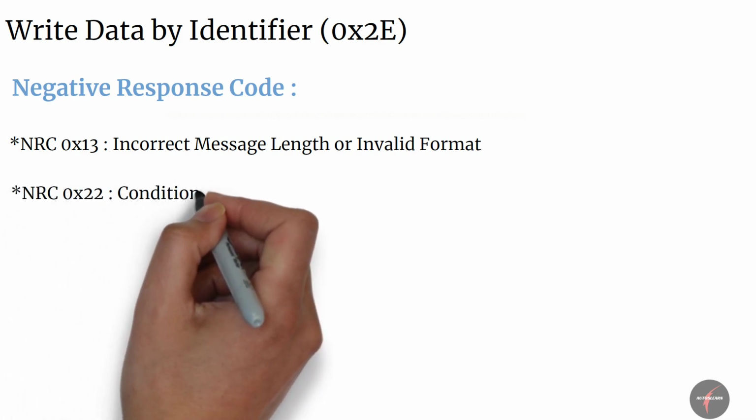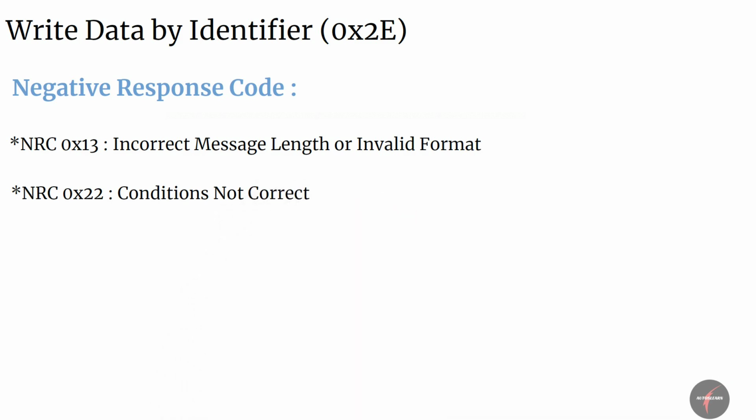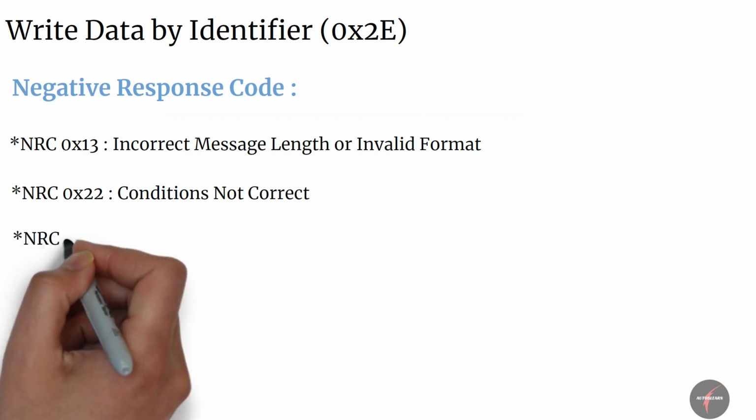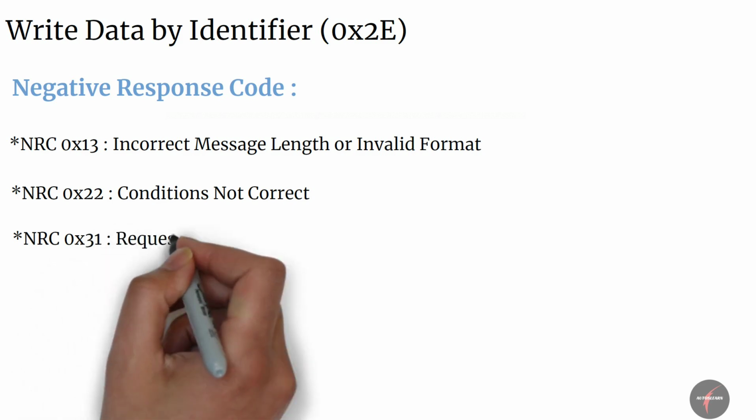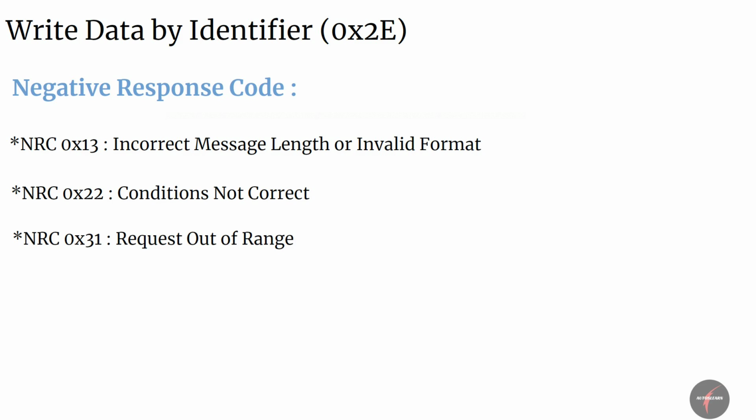NRC 22, condition not correct. This happens when the condition is not correct. For example, the ignition might be off or the voltage level may be out of range. NRC 31, request out of range. This happens when the DID is not writable or it's marked read-only.